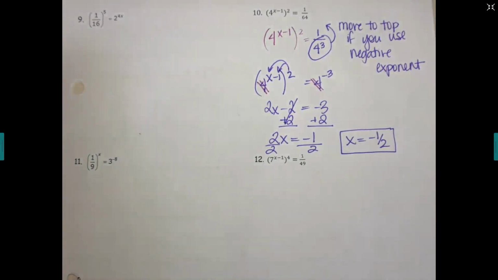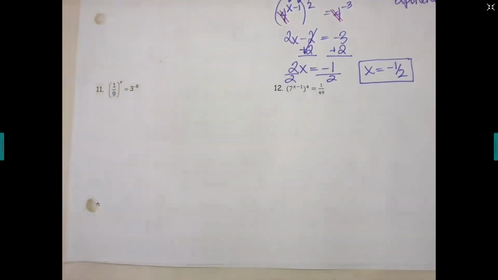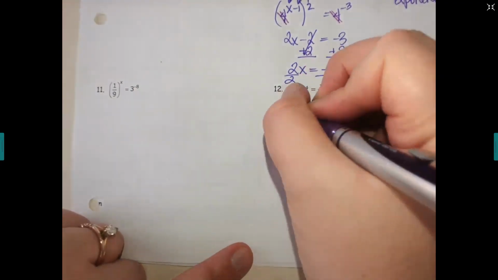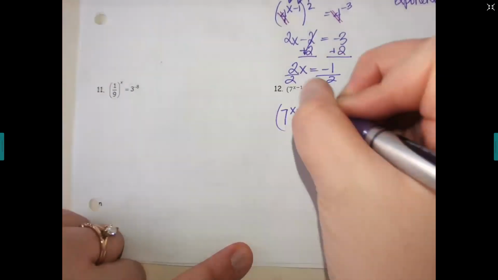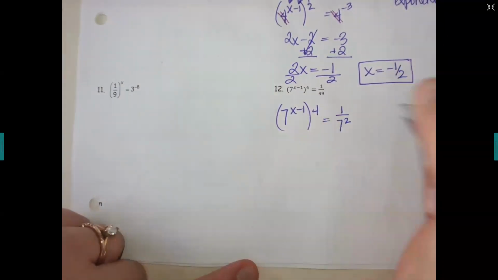Okay, let's do maybe 2 more that are fractions, or maybe just 1 more. Let's do number 12. Okay, my big number needs to be looked up in my little numbers chart. So this is a 49. I'm looking it up in the 7s chart. What is 49 as a power of 7? 7 squared, very good. So I have 7x minus 1 to the 4th equals 1 over 7 squared.